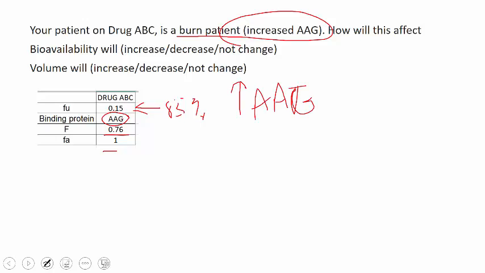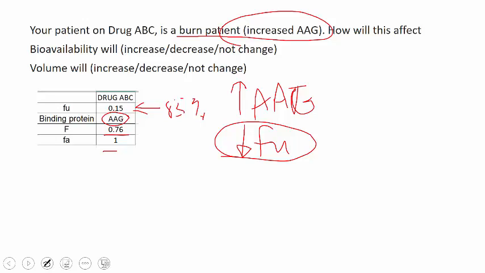for a drug that's bound to AAG is going to mean there's more of that binding protein around. So is the drug going to become more bound? Yes, it's going to become more bound. So the fraction unbound will decrease, right? Because the fraction bound has increased. So if we have a decrease in fraction unbound, what's going to happen?